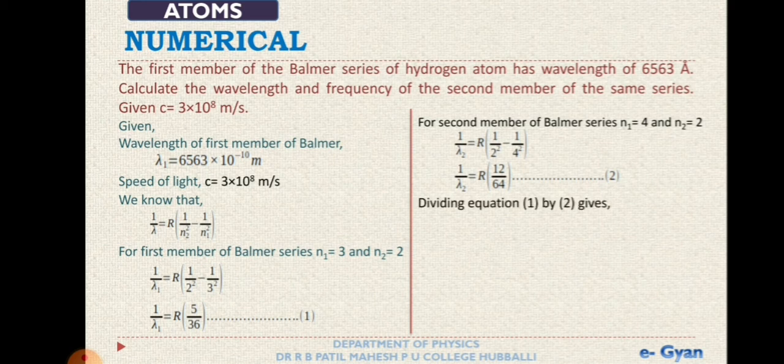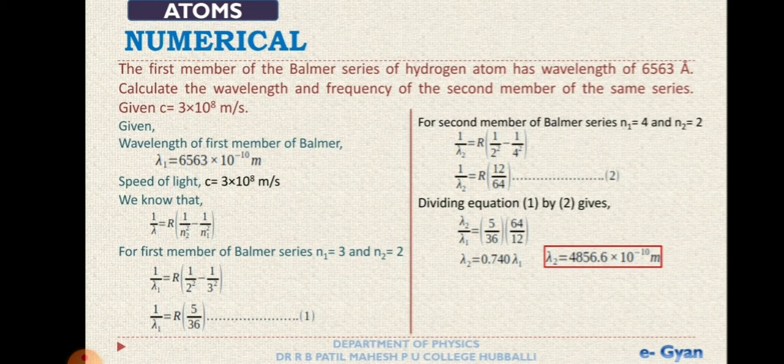Now let's take the ratio of equation 1 and equation 2. So dividing equation 1 and 2 gives lambda 2 by lambda 1 is equal to 5 by 36 into 64 by 12, where R and R Rydberg constants get cancelled. And hence lambda 2 can be further written as 0.74 into lambda 1. We already know the value of lambda 1. So therefore, if you substitute the respective value of lambda 1, we get the wavelength of second member of Bohr's series as 4856.6 into 10 to the power of minus 10 meters.